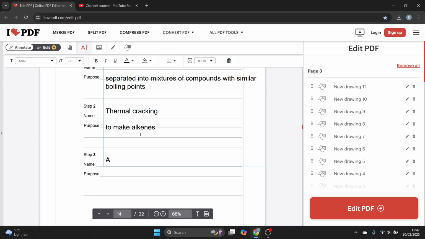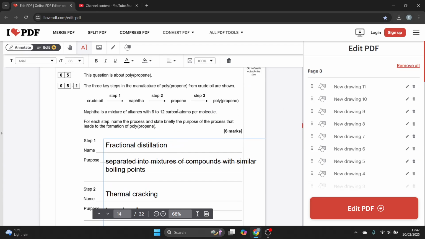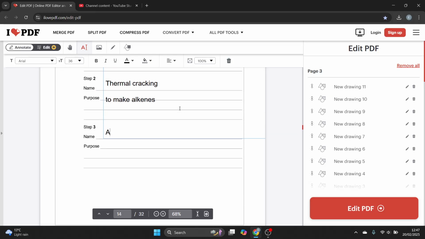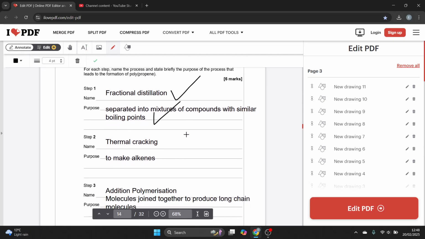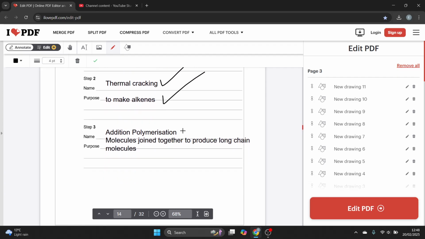Stage 3, well, if it's an AS level paper and you're in year 1, you haven't gone through condensation polymerization, so then you just say addition polymerization, but do go through condensation polymerization in year 2. Molecules for addition polymerization, obviously, therefore molecules join together to produce long chain molecules. So fractional distillation, separating into mixture of compounds with similar boiling points. Thermal cracking to make alkenes. Addition polymerization, molecules join together to produce long chain molecules.